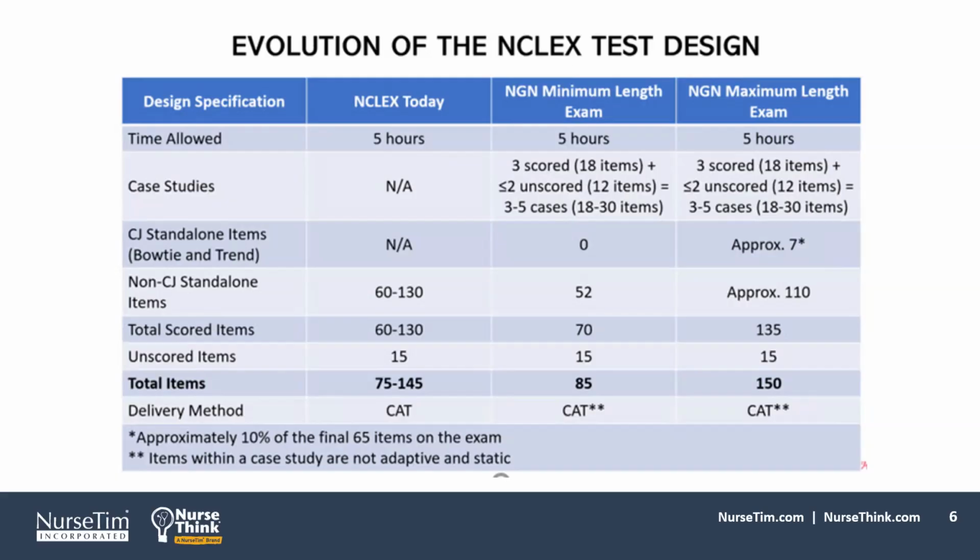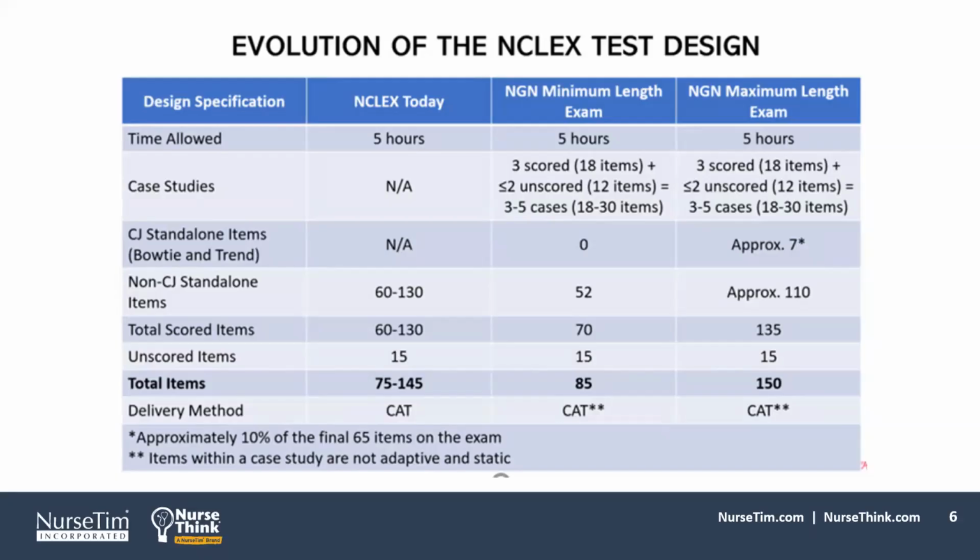Flip that then to the student who's going to be getting the full-length exam. This student is going to get the same 5 hours. They'll get 3 scored cases. They may get an additional 2 or so additional pilot cases. And they're going to have 110 of the current style standalone items that National Council offers.